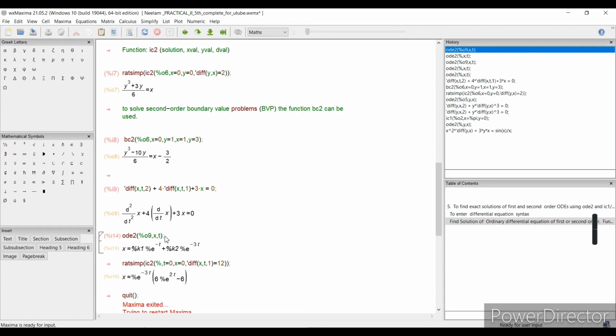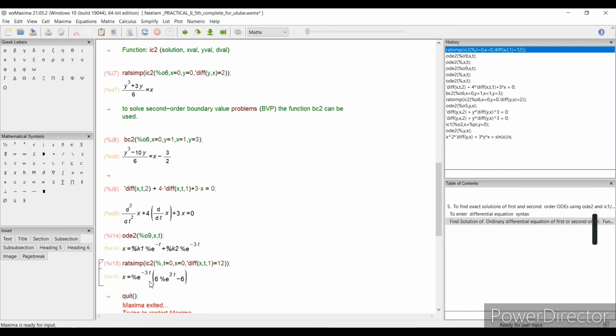Shift enter gives you the solution of this differential equation, that is k1 e to the power minus t plus k2 e to the power minus 3t. Now I want to find these constants k1 and k2. I solved these two constants manually, and you can take this e to the power minus 3t inside. So this constant k1 is equal to 6 here, and the value of k2 is equal to minus 6. You will verify this one by solving manually.